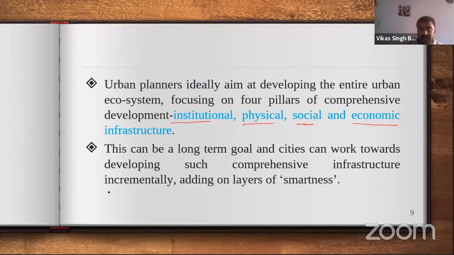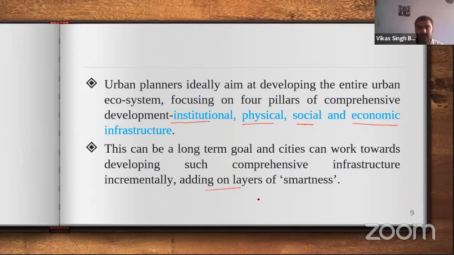As I mentioned in the example of the phone, initially the phone was used only for calling and sending text messages. Then later on, features were added. A small camera was added on the backside, then a selfie camera was added, then the flashlight was added. So this smartness increases in terms of layers. In the case of smart cities also, this smartness can be added in terms of layers.